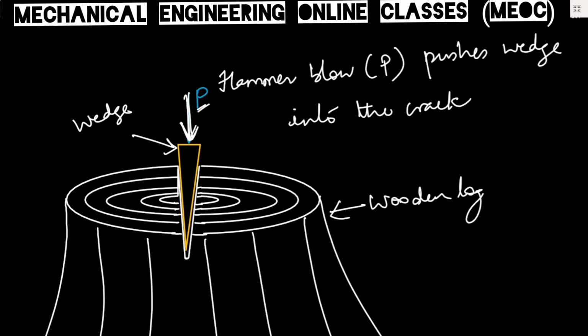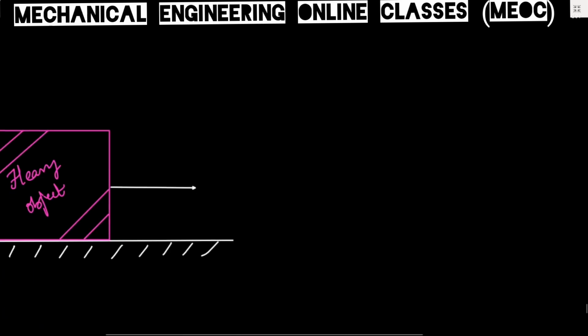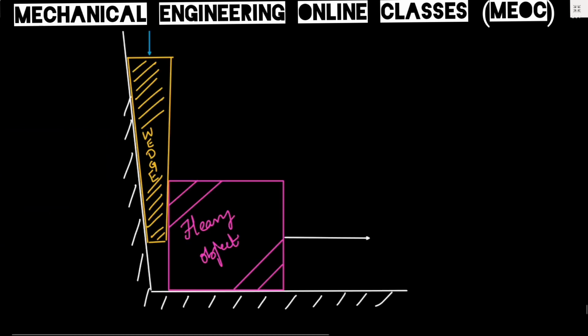Because it has one pointed edge, and on the other edge P is applied, this pointed edge will go deeper and deeper into the wooden log. So that is one of the examples of where a wedge can be used. Apart from that, we can use wedges in other cases like moving heavy objects.